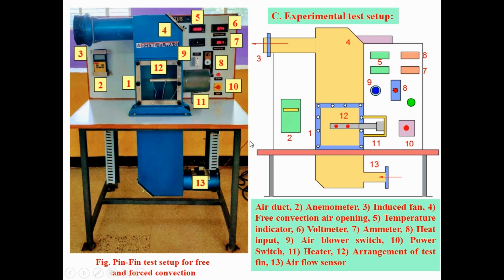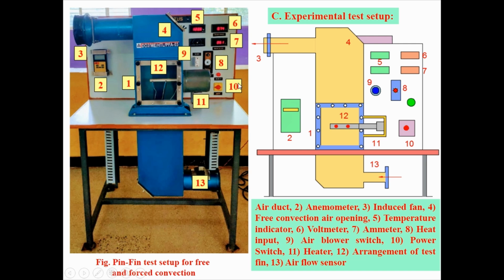laboratory. So first I will name the parts of the experimental setup. First one is the air duct. Second one is the anemometer. Third one is the induced fan. Fourth one is the air outlet for natural convection. Fifth is the temperature indicator. Sixth is the voltmeter reading. Seventh is the ammeter reading. Eighth is the heat input. By varying this knob you can vary the voltage and current.